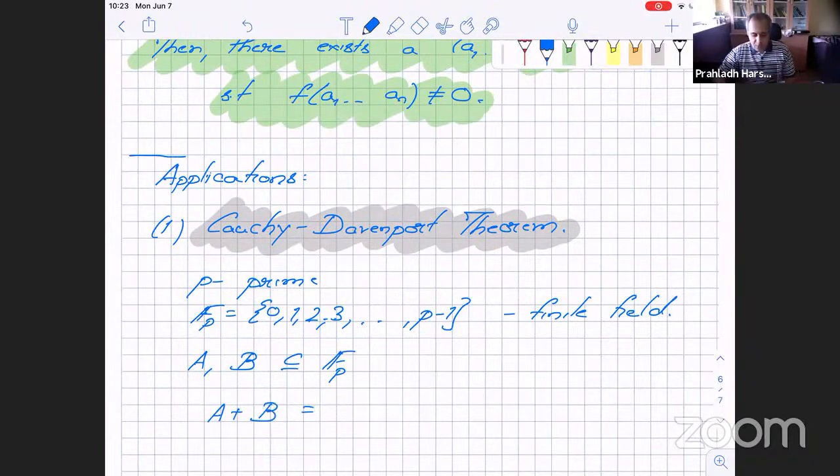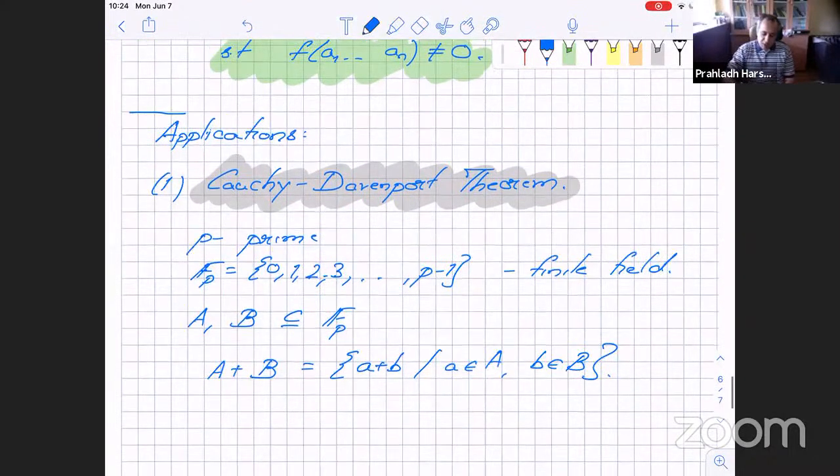What is it? It is just all possible combinations: a plus b such that a is in A, b is in B. Take one element from A, one element from B, add them, and the set of all such sums is called A plus B. A plus B is this new set. What I want to ask is, if I give you A and B, how large can A plus B be?